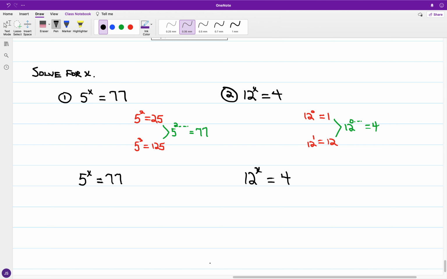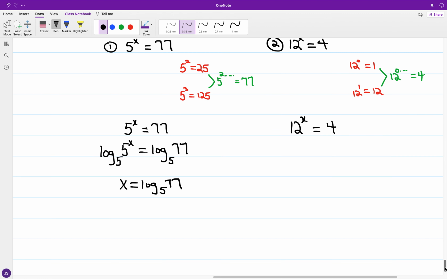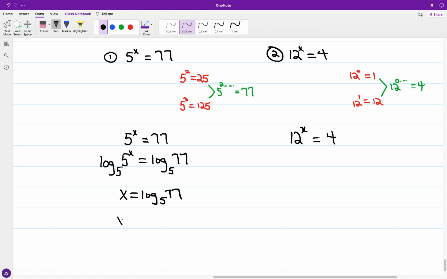Now for 5 to the x is equal to 77. And if I go with the approach of converting 5 to the x to x, I can take the base 5 logarithm for both sides. Okay, so left-hand side, we have x is equal to the base 5 logarithm of 77. And again, I can apply either natural or base 10 logarithms.